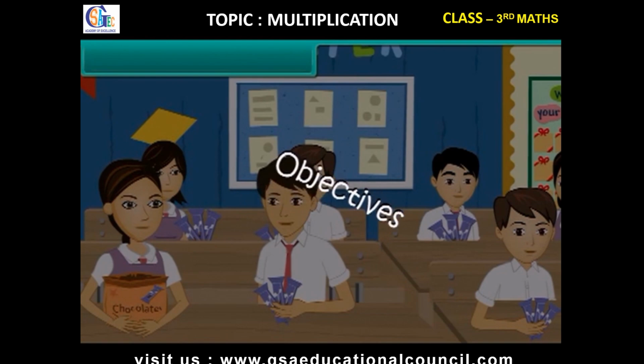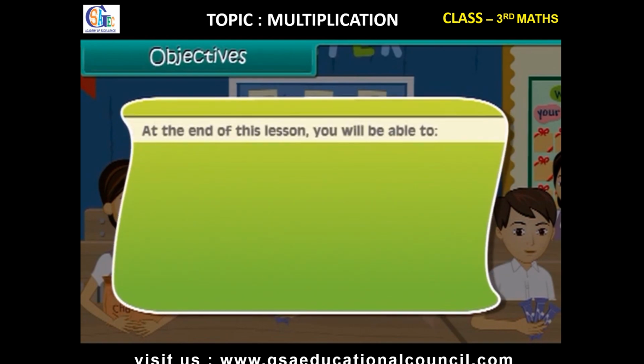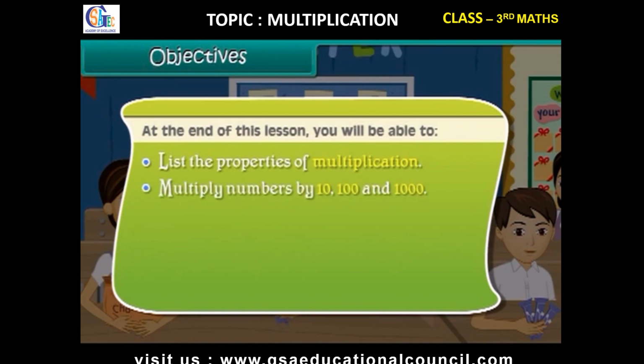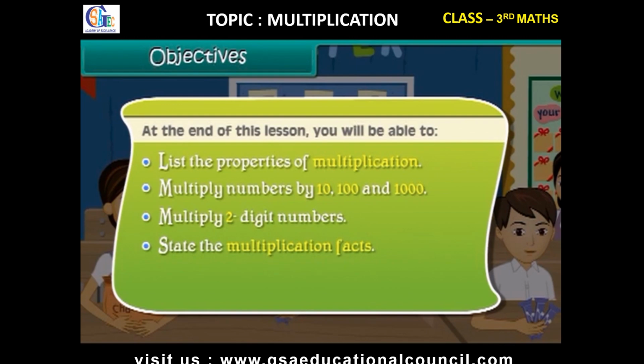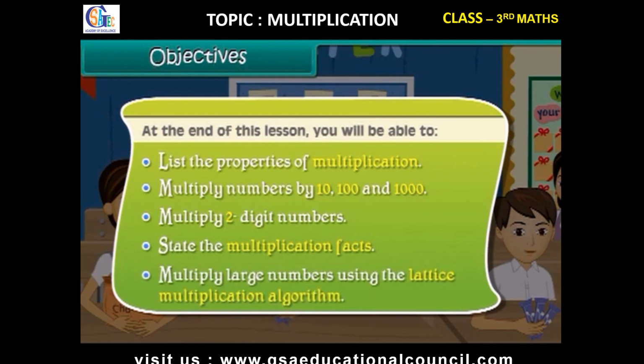Objectives. At the end of this lesson, you'll be able to list the properties of multiplication, multiply numbers by 10, 100 and 1000, multiply 2-digit numbers, state the multiplication facts, multiply large numbers using the lattice multiplication algorithm.